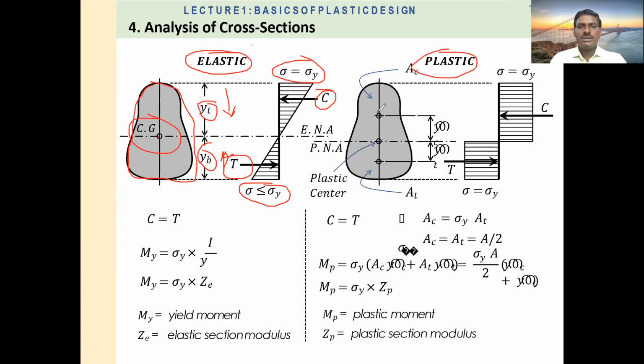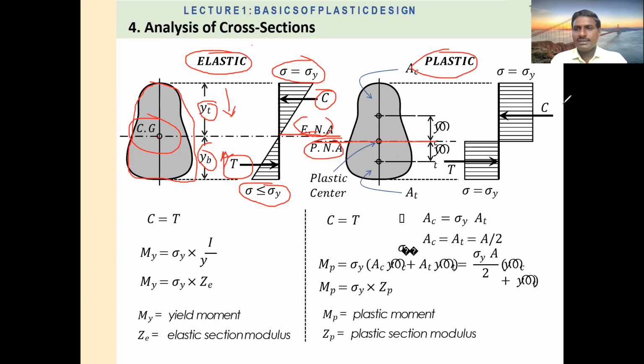Now again, the same cross section is there. In the plastic zone, the depth of neutral axis is shifted below, as we have seen. This is the elastic neutral axis and this is the plastic neutral axis. The plastic neutral axis is shifted below. Why? We have seen that when the strain increases in the member, the plastic neutral axis is shifted below.